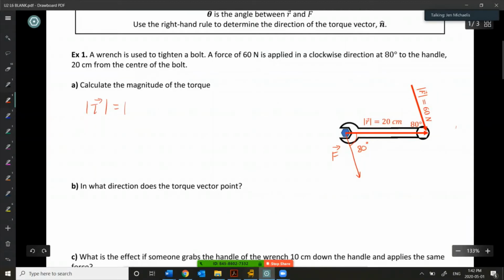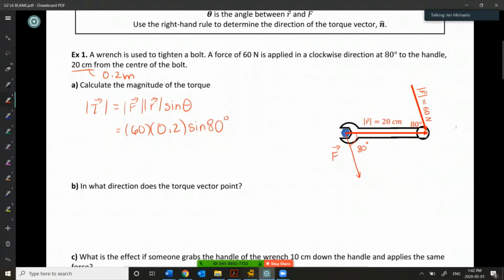In order to do torque, I'm going to do magnitude of force times magnitude of the radial distance in meters times the sine of the angle between them. So our force is 60 newtons. Our radial distance is actually going to be 0.2 meters. Always make sure that that measurement is in meters. And then we're going to do the sine of 80. If you're following along with your calculator, just make sure that your calculator is in degree mode. Let's round to 1 decimal place. We're going to get 11.8 Newton meters as the magnitude of our torque.